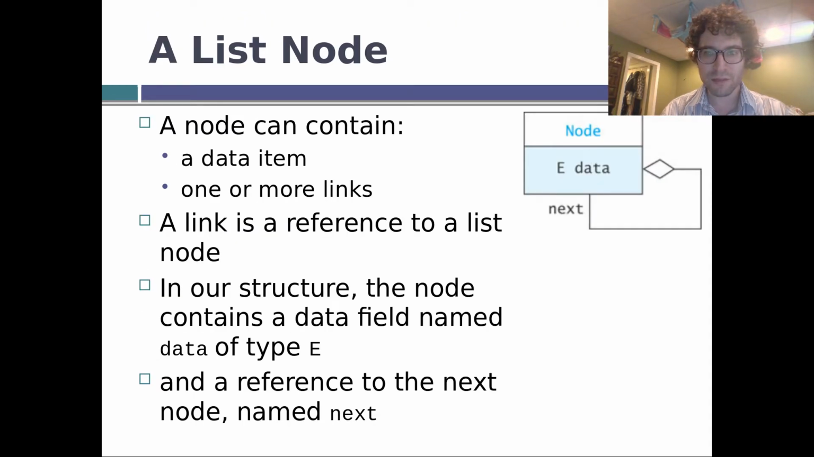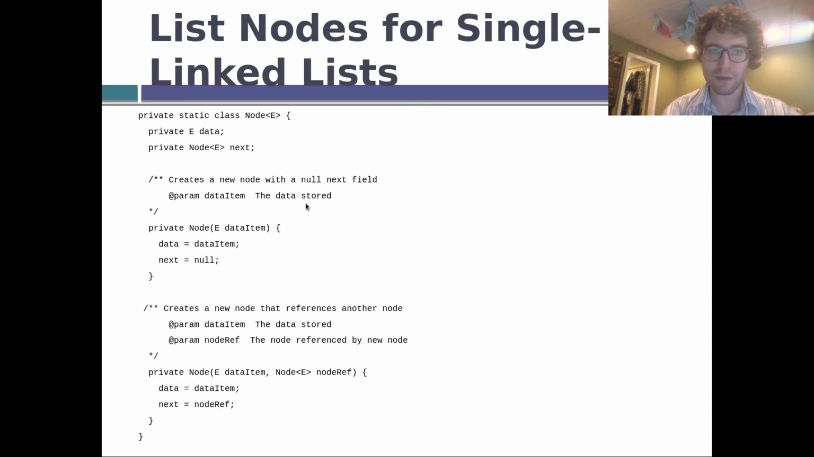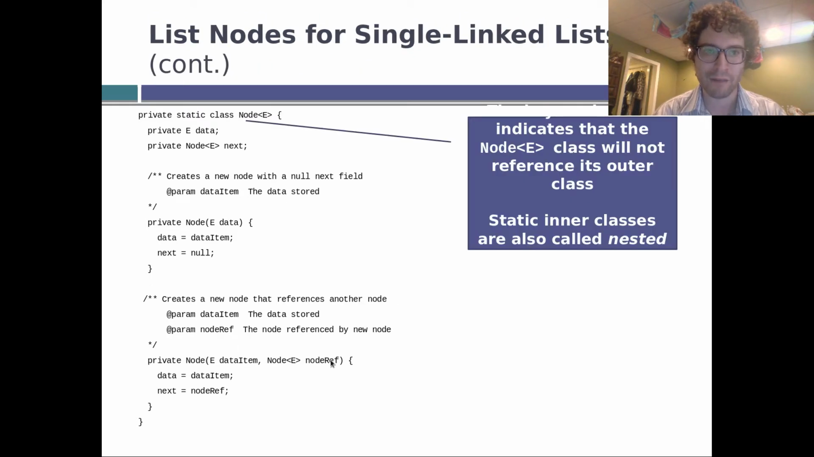So, that's what a node looks like. It has the memory location of another node. The book does it slightly differently. They have a constructor that automatically takes in the next node. I like to set it manually just to reinforce the point of what happens. So it indicates that we're not going to bother referencing our outer class. We're not going to be bothering the linked list.